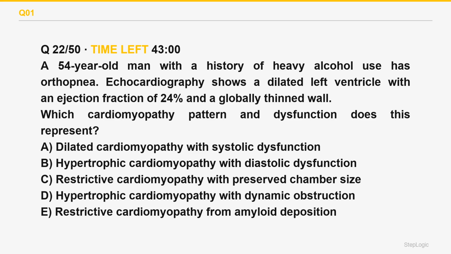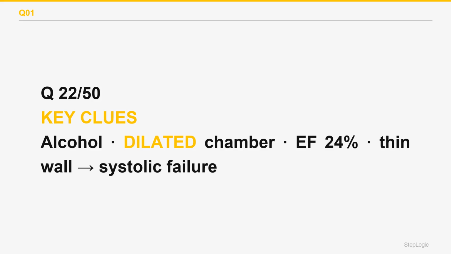Read the command, the pattern, and the type of dysfunction. There are 3 cardiomyopathies, and the exam wants both halves of the pairing. The 3 cardiomyopathies split by geometry and by which phase of the cardiac cycle fails. Dilated is the only one that is primarily systolic. The chamber enlarges, the wall thins, contractility falls, and the ejection fraction drops.